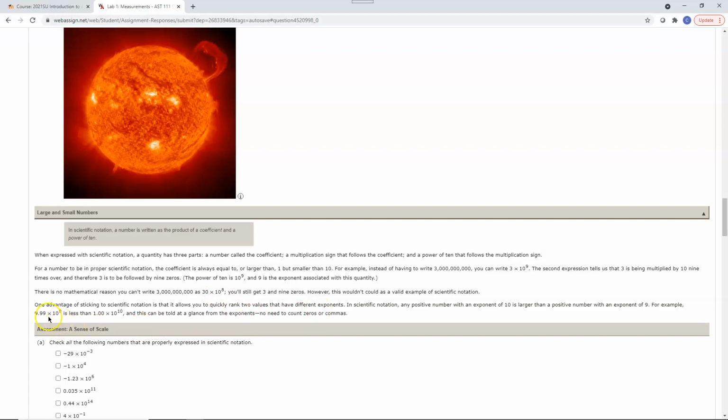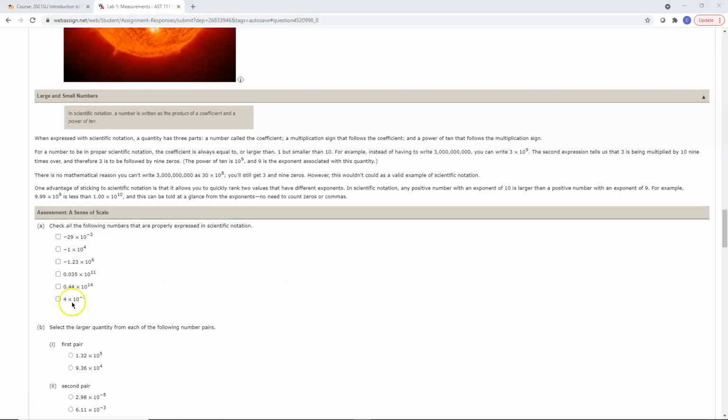Again, one advantage of sticking to scientific notation is that it always allows you to quickly rank 2 values that have different exponents. You're still going to look at numbers that are between 1 and 10. No number is going to be smaller than 1, no number larger than 10, with an exponent of, say, for instance, 9. So 9.99 times 10 to the 9th is less than 1 times 10 to the 10th, because you have another 0 on there.